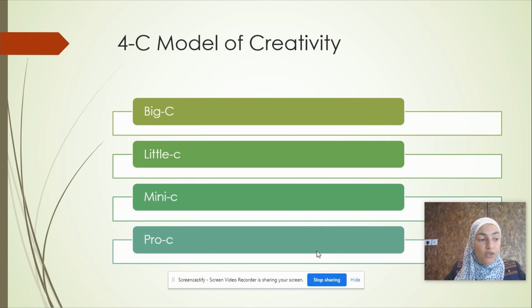Pro C is the creativity of individuals who are professional creators but have not reached eminent status. For example, the interior designer who makes your house beautiful, or the college professor who creates lesson plans to make a dynamic class experience. So for us as teachers, yes, we can be creative too.